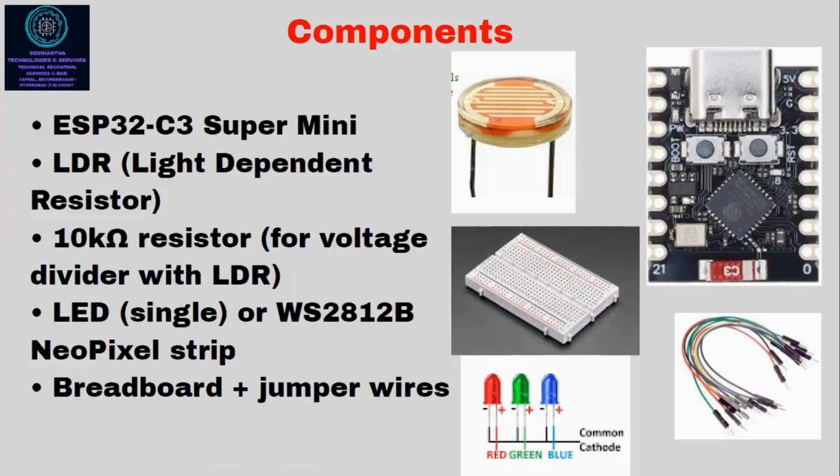Okay. So what we have used in this project, the components: the ESP32-C3 Super Mini, an LDR, one LDR you can see in the picture. It's a light dependent resistor, and a 10 kilo ohm resistor for a voltage divider with the LDR. That means from the LDR pin, you will put a 10 kilo ohm resistor which will go to the ground. We have made it in such a way that one end of the LDR will go to supply, that is 3.3 volts, and from the other end we will put it to ground through the 10 kilo ohm resistor, that is the voltage divider.